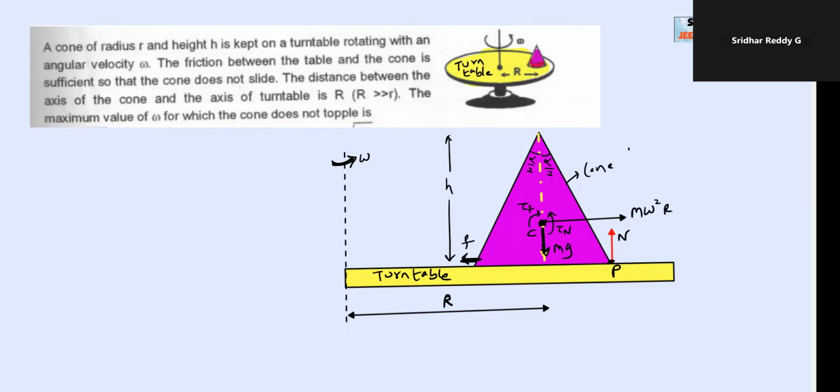Since we wanted omega, the reason I'm showing the torque due to normal contact and friction is to tell you that the normal contact will shift. If the normal contact doesn't shift, we'll assume it acts here only. Then it will not balance the torque due to friction. So for that purpose, the normal reaction will shift.